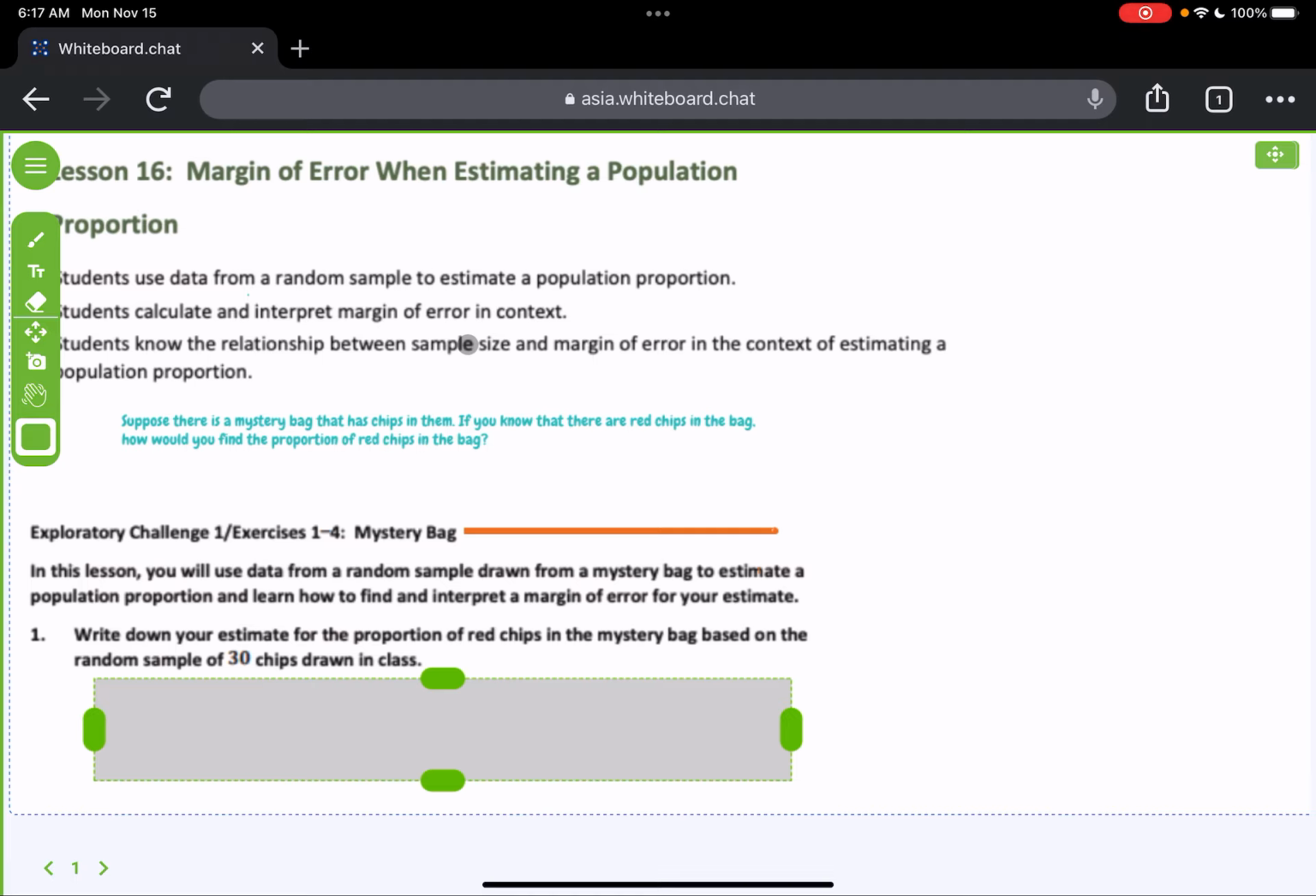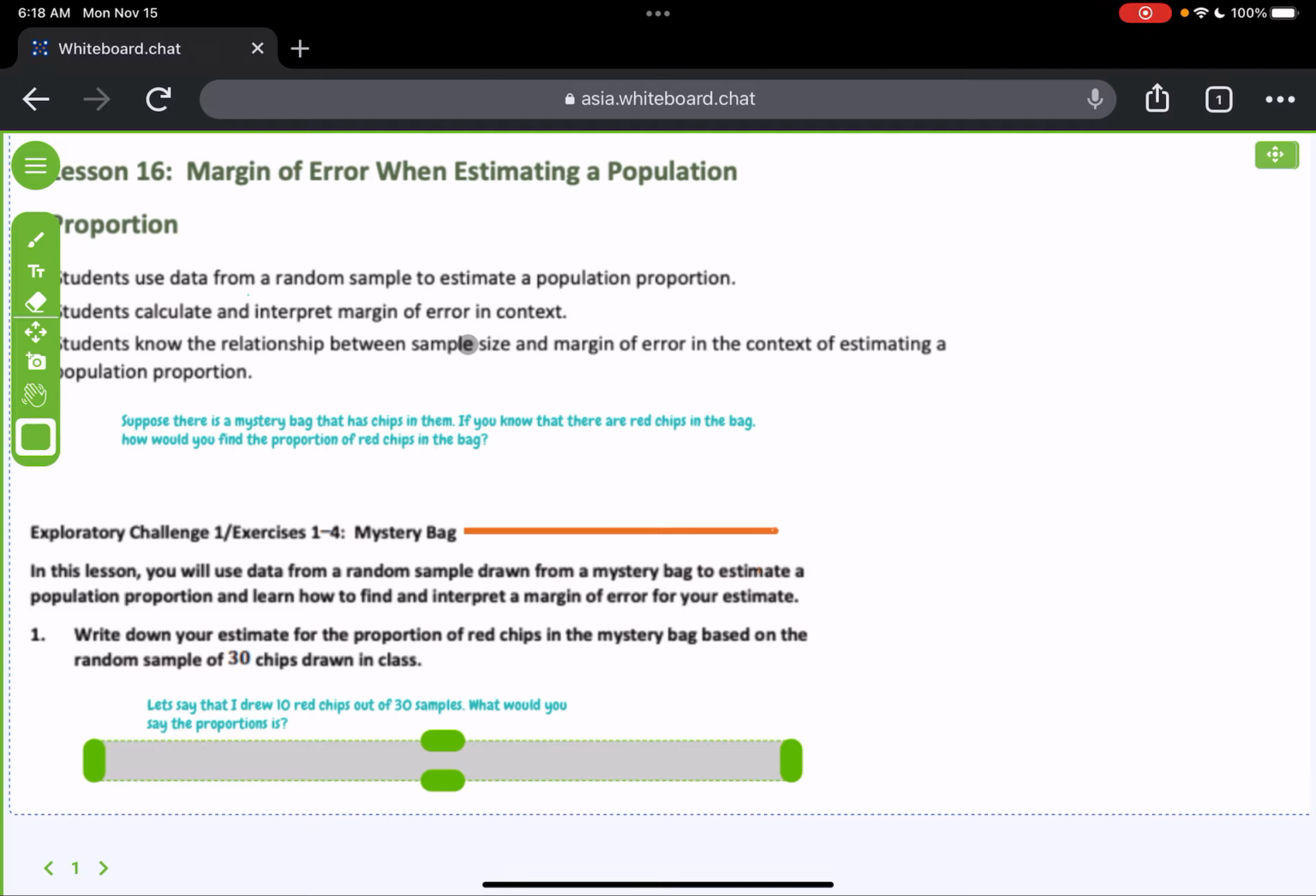We have a mystery bag. It says in this lesson you will use data from a random sample drawn from a mystery bag to estimate a population proportion and learn how to find and interpret a margin of error for your estimate. So it says write down your estimate for the proportion of the red chips in the mystery bag based on the random sample of 30 chips drawn in class. All right, so what do you estimate? You can go ahead and write that down.